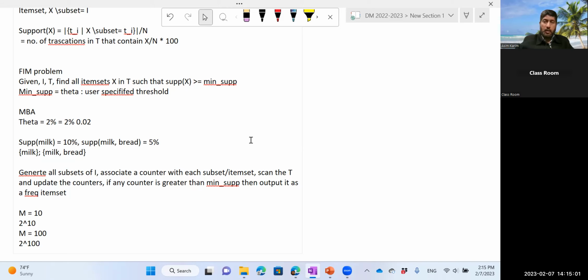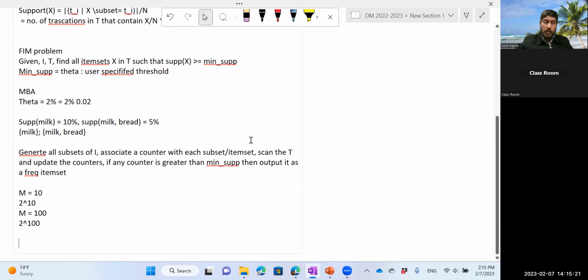So you can't enumerate all item sets and then maintain a counter for all of those item sets, then scan the database, which itself might be very large, to count all those item sets in a transactional database and then output the ones that are frequent. Okay? So that's why we need scalable algorithms.